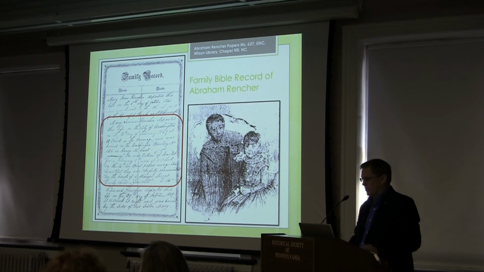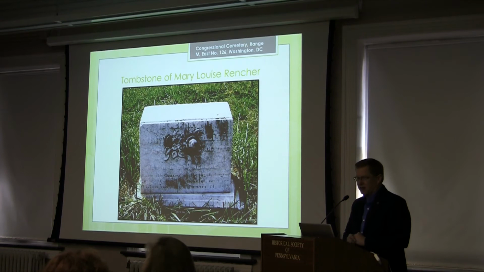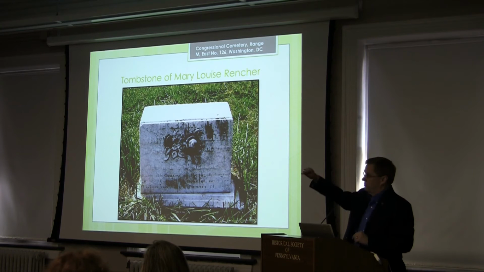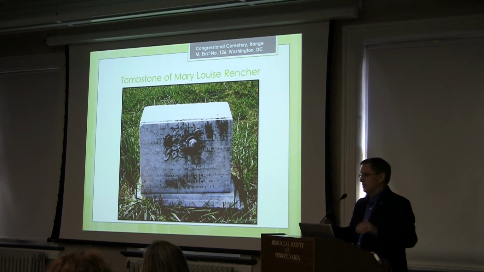Well, on my next trip to Washington, D.C., the cab driver and I got out of the cab and scurried around the cemetery and found her gravestone. The entire rest of the family are all buried down in North Carolina, where Abraham was from, but I could never find this daughter. Okay? So think back through that. The only way I found this information was somebody knew that I was tracing the Renchers and tracing the descendants. So where does that trail lead?